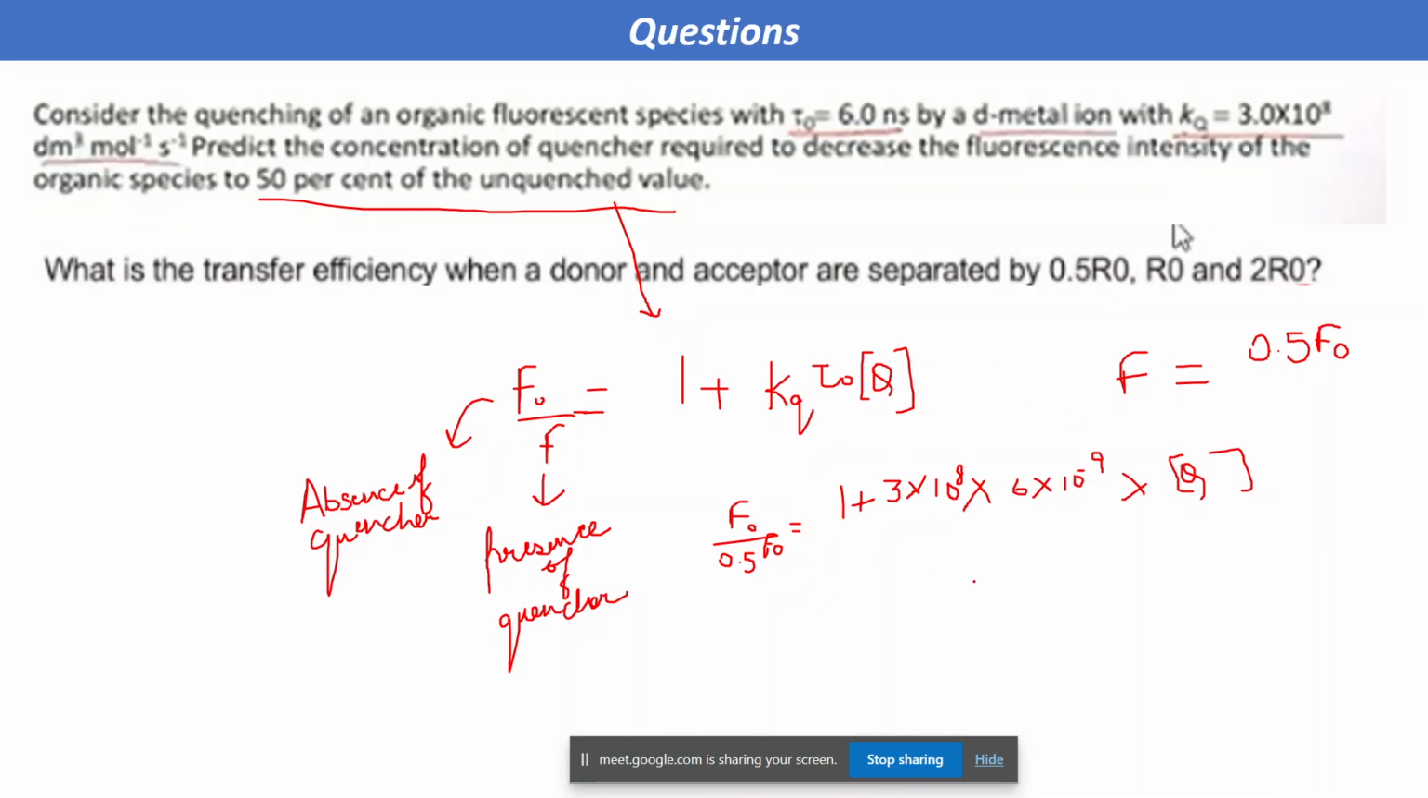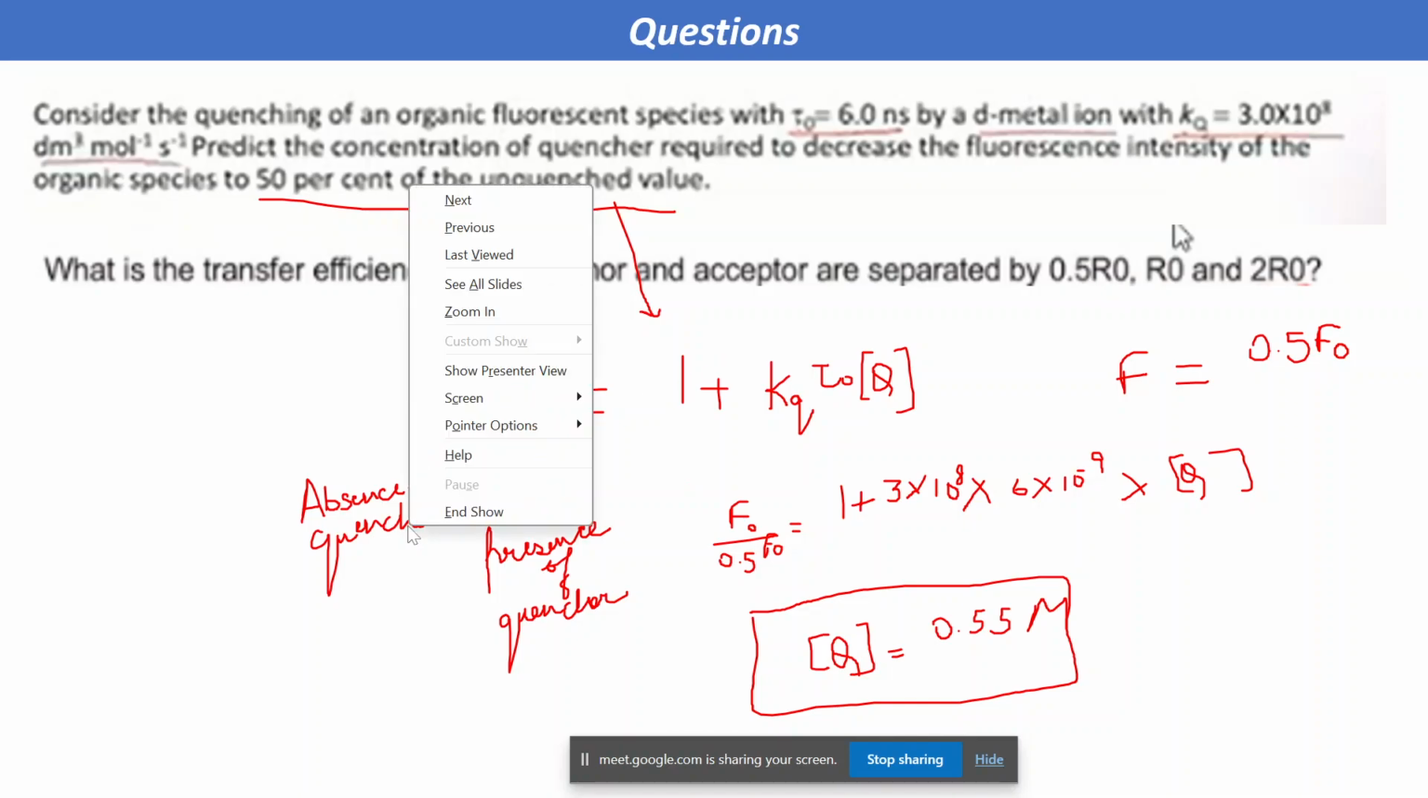Let's solve this. 0.55, yeah, correct. It will be 0.55 molar. So just remember this equation. Now we'll move to the next question.